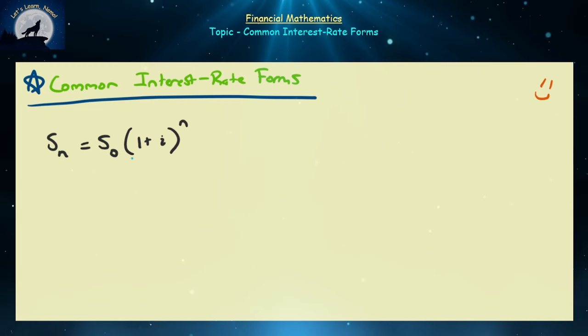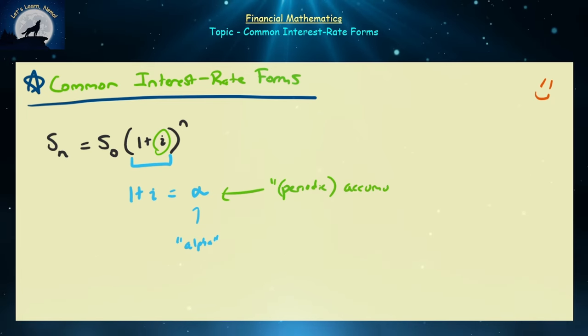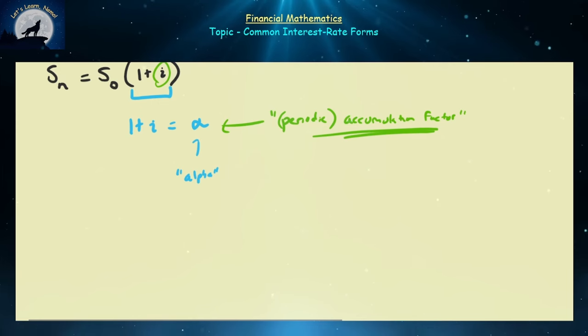Now, the first type of interest rate form that we're going to discuss is this 1 plus I. So 1 plus I can also be represented by the letter alpha. And this is a type of interest rate form. Sometimes people will put the word periodic in front of it, but it's called the accumulation factor. So what exactly is an accumulation factor and what exactly does it do?